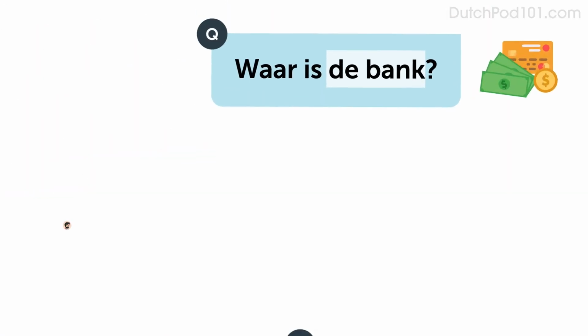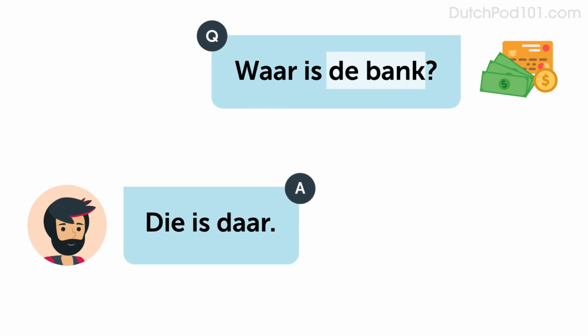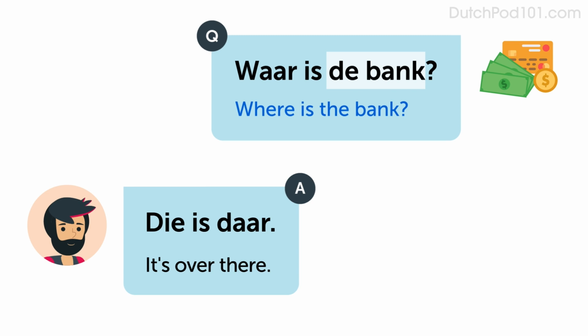Let's look at some examples. Listen and repeat or speak along with the native speakers. Waar is de bank? Die is daar. Where is the bank? Waar is de bank? It's over there. Die is daar.